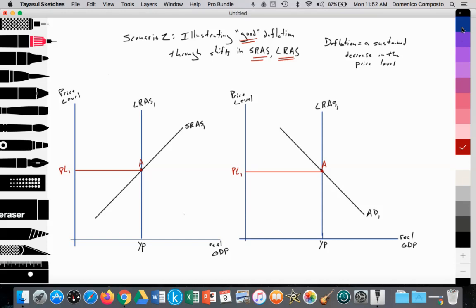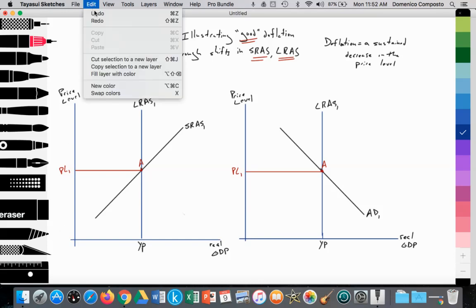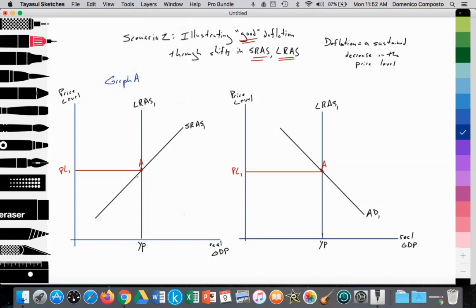So let's first look at graph A. Here we just have an upward sloping SRAS curve with the LRAS, providing an equilibrium at point A with full potential GDP at YP. We're assuming this, and with a price level at PL1.